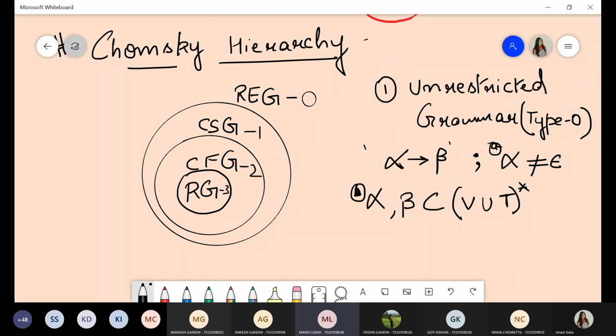Ma'am, can you repeat the second sentence again from the start? Yes. This type of grammar permits productions of the form alpha derives beta such that alpha can never be epsilon. You can just write these statements as A and B: A, alpha not equal to epsilon, and B, alpha and beta are basically variables union terminals. It could be variables, it could be terminals.